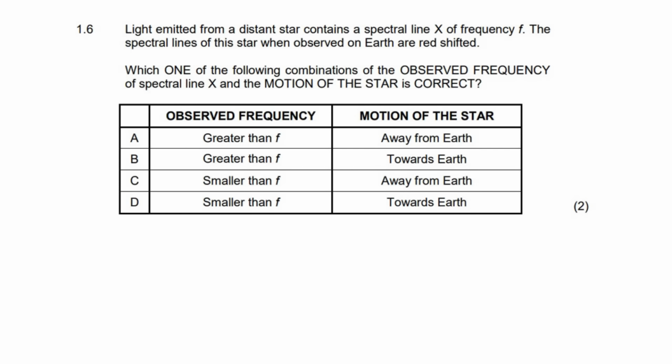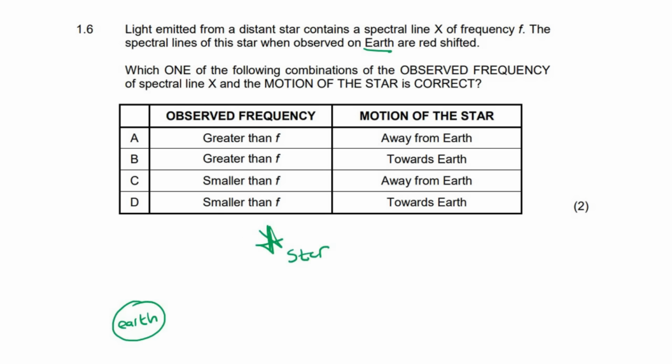The light emitted from a distant star contains spectral line X of frequency F. The spectral lines of the star, when observed on Earth, are red shifted. Okay, so this is the whole red shift, blue shift. Which one of the following combinations of the spectral line is correct? Okay, so let's have a look. So what they're telling us is that we've got planet Earth. Did they say Earth? Yes. Okay, so here's Earth. We've got a star. Ugh, I can't even draw a star. Okay, there's my star.